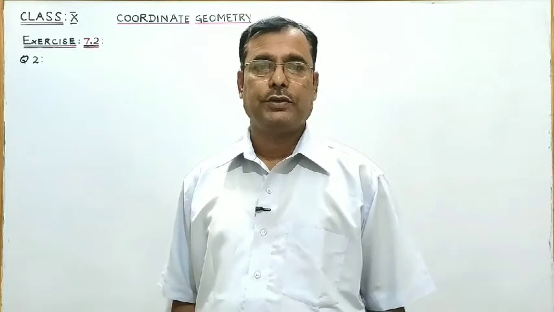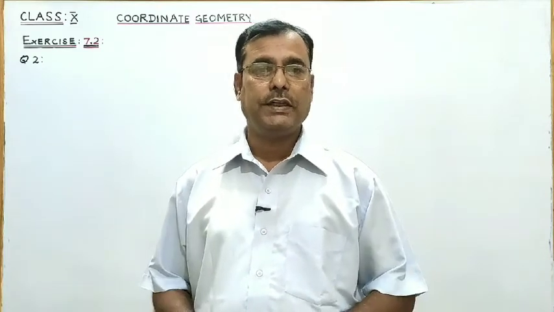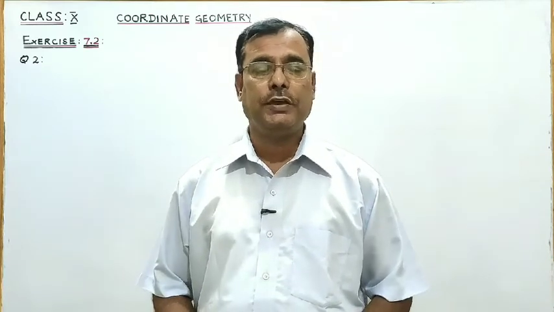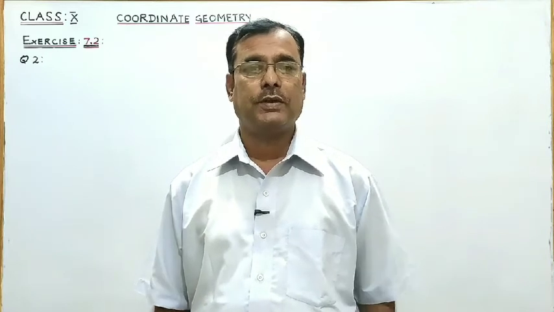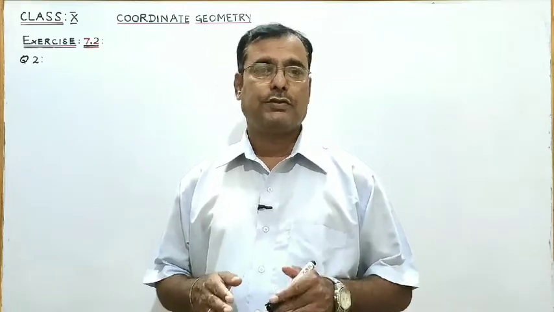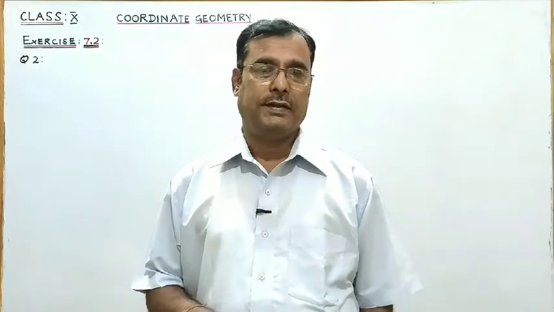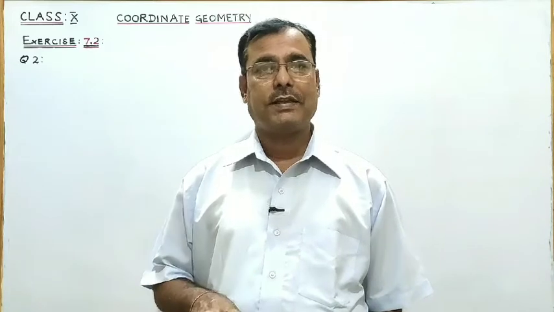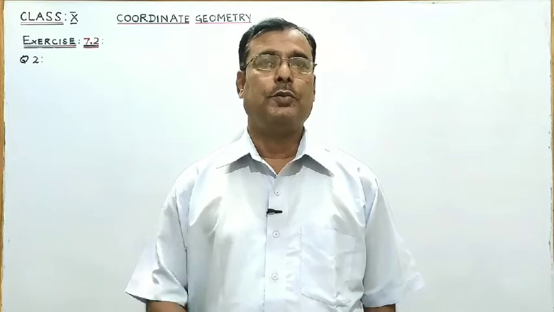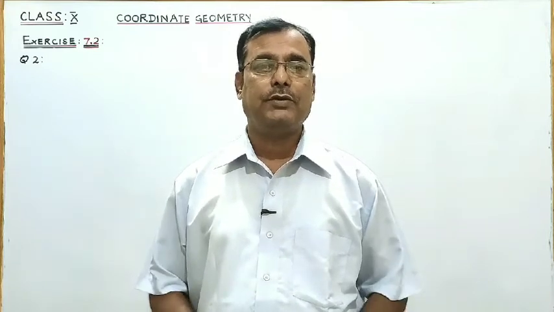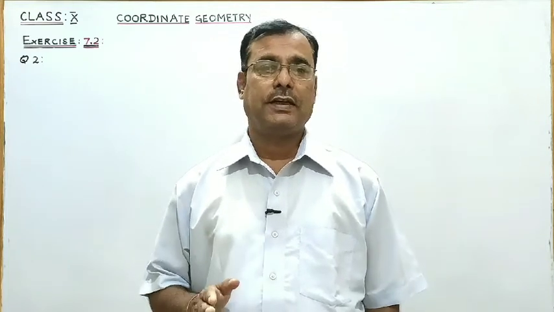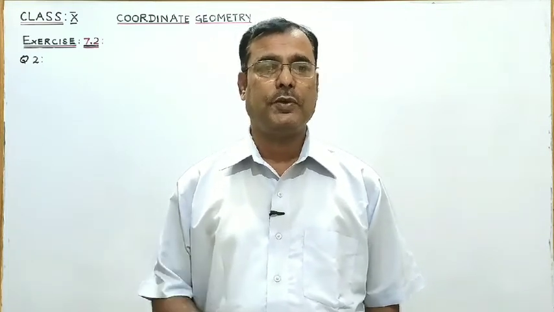Exercise 7.2, question number 2. Find the coordinates of the points of trisection of the line joining the two given points 4, -1 and -2, -3. Here in this question, 2 points are given and the line segment joining the two given points is trisected by 2 points, and we have to find the coordinates of these 2 points which trisect the line segment joining the two given points in the question.